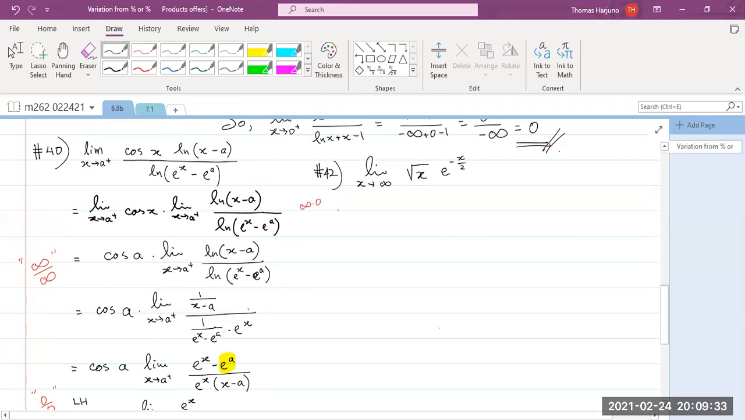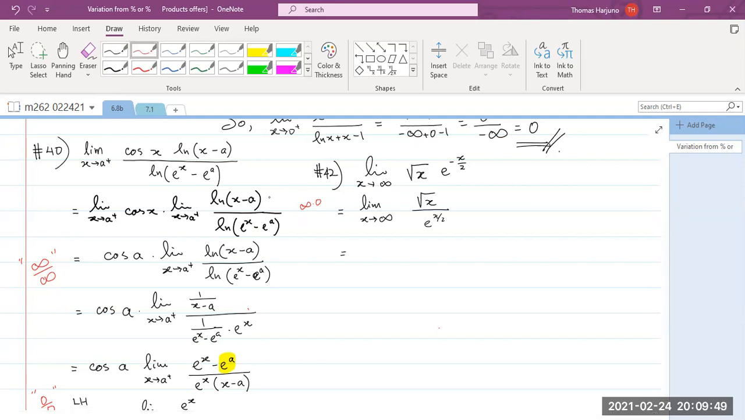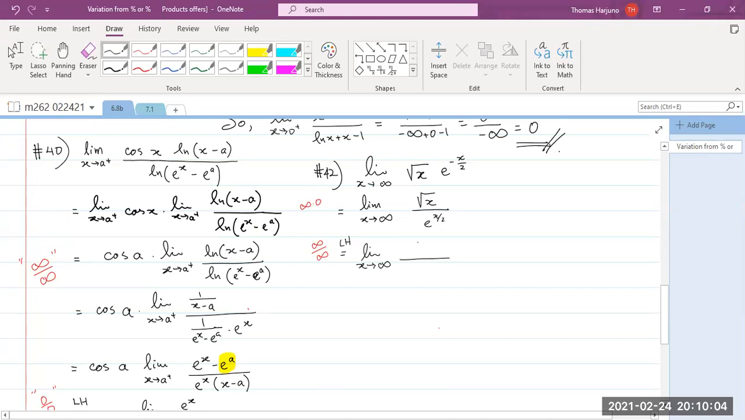But the fix for this case is actually quite easy. Just rewrite that as a quotient. So in this case, I will write it as square root of x over e to the x over 2. Okay, and then you will see, you will have now infinity over infinity form. Right, then I apply L'Hôpital's Rule. Limit as x goes to infinity, on the top, when I apply L'Hôpital's Rule, I get 1 over 2 radical x.